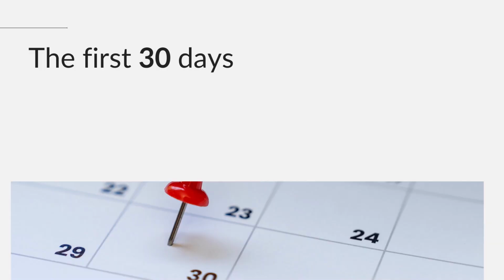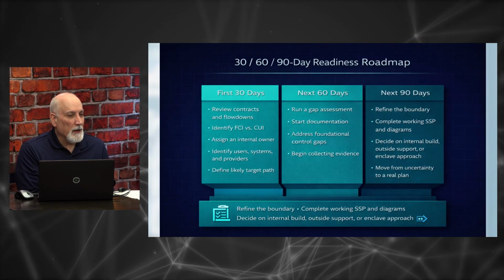Okay. So we're down to the most practical question of all. If somebody leaves today knowing they need to act, what should they do next without getting overwhelmed? Let's do a 30, 60, 90 roadmap here. So first, for the next 30 days, check your contracts.